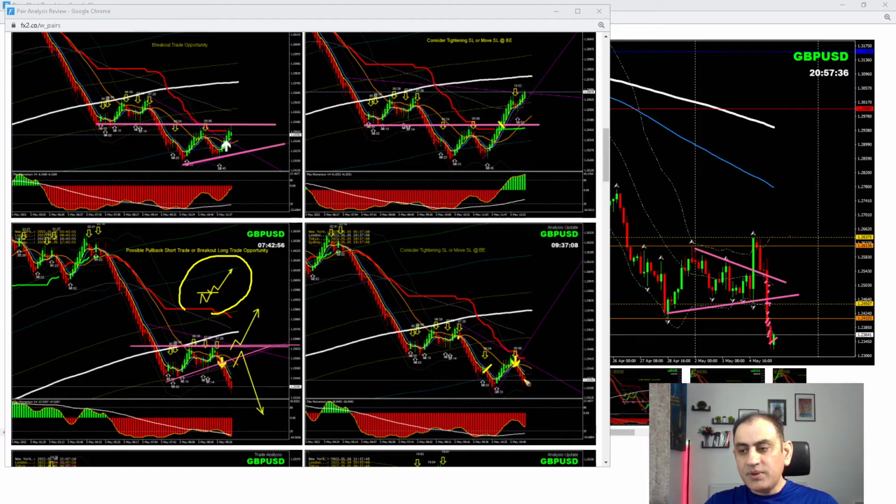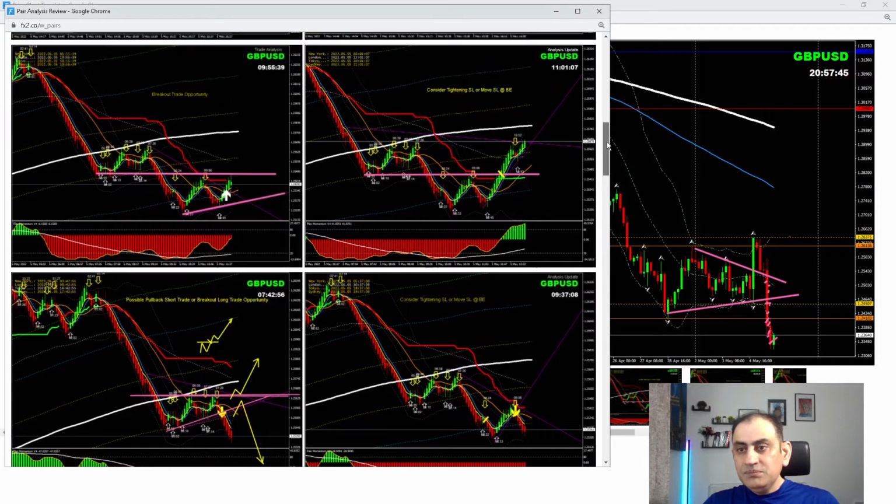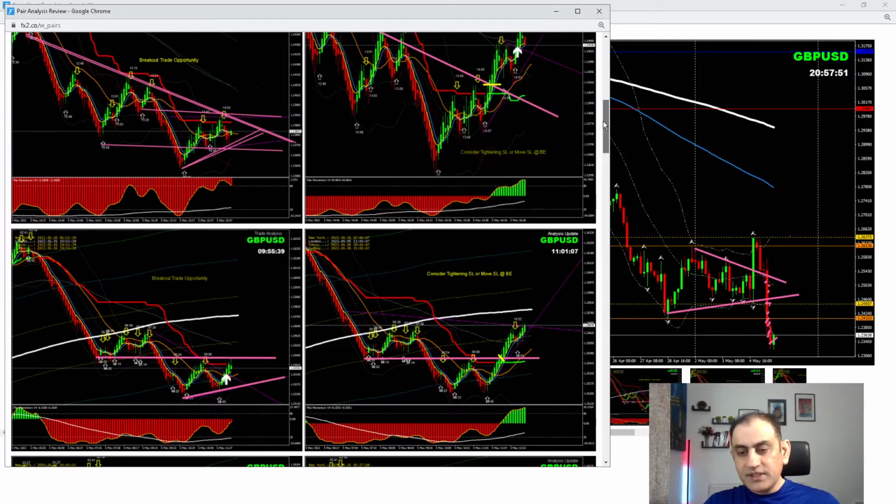We have this pullback short trade here, banked some pips as soon as the price developed a lower high, as you can see here in intraday. So we had this counter trade. As I said to you guys, we take counter trades in trades as well.